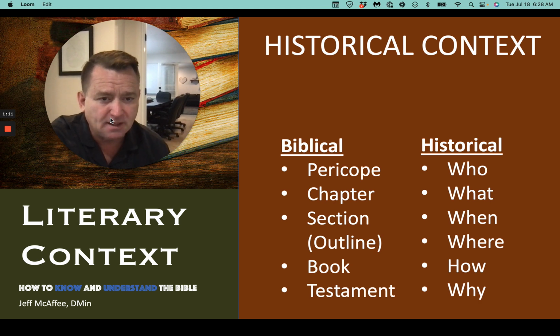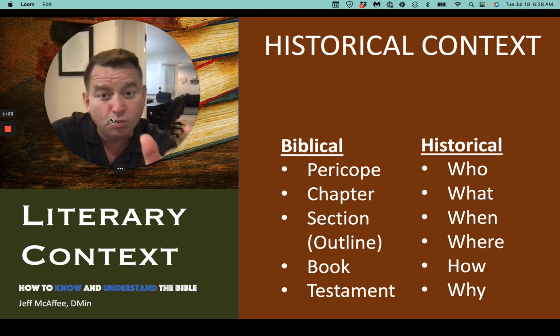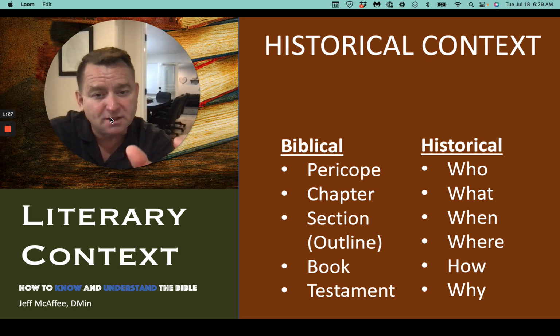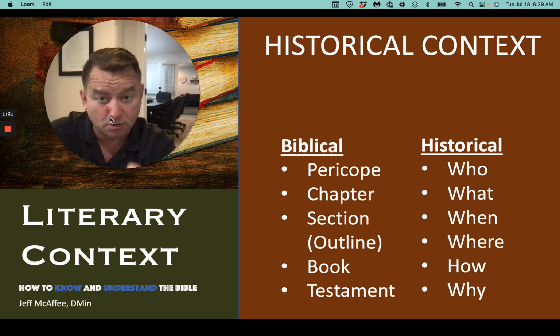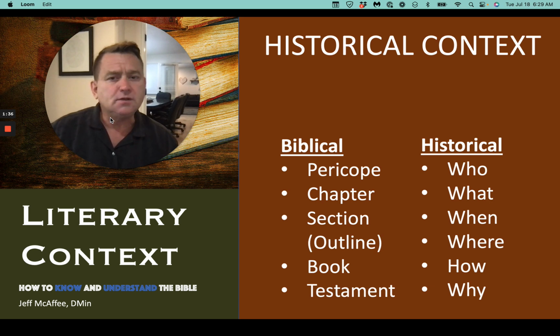You've got biblical context and historical context. The biblical context on the left, you see here, is where we begin by looking at this passage. If we take one verse, John 3:16, and we want to locate this in biblical context, we locate it first within its pericope. That is a fancy word that talks about a unit of thought. That word means a unit of thought.